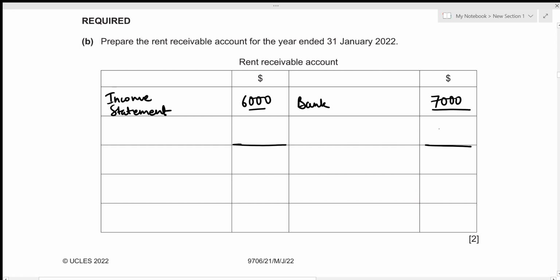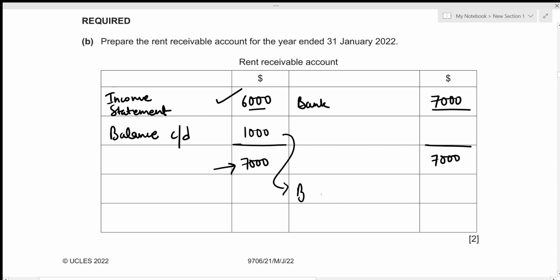So the total is definitely that of the heavier side, which is 7,000, which means that our closing value or closing balance will be on the debit side. That's balance CD. And whenever we're trying to figure out the balancing figure, we just need to subtract this amount from our total. In this case, that's 7,000 minus 6,000, which results in the value of 1,000. And now this closing balance will act as the opening balance for the next accounting period, right? So that's balance BD with the same amount of 1,000. This concludes the second part of this question.